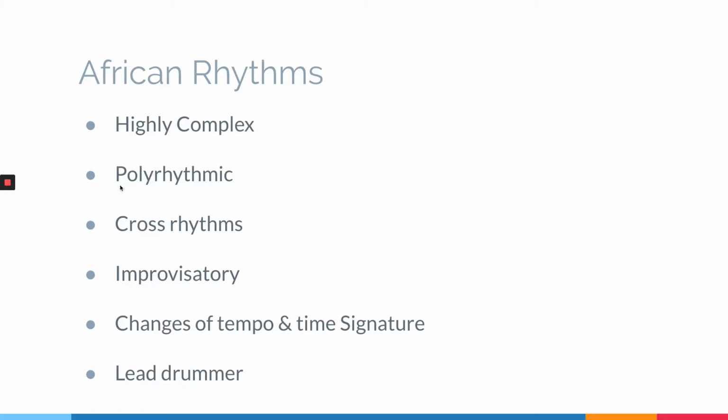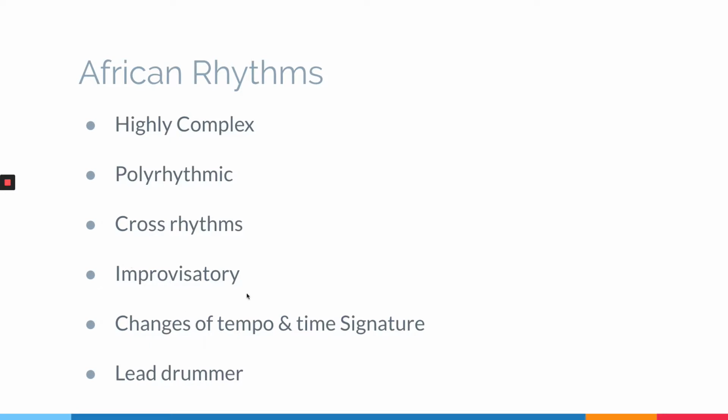So it means that it's many rhythms all happening at the same time. And they're also cross-rhythmic. So these cross rhythms. And cross rhythms is when a musical phrase is syncopated so that it goes over the bar. And I'll show you what I mean with some rhythms after this video.